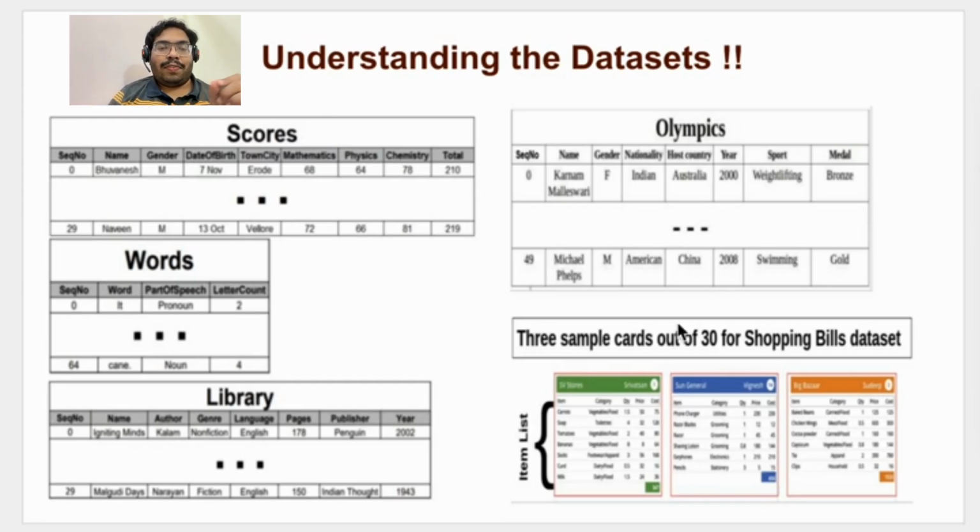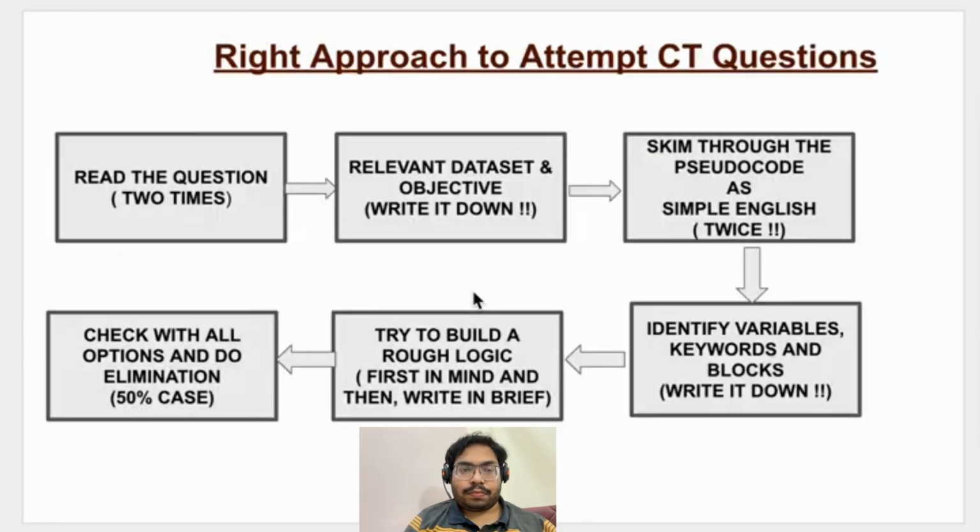And in the course you will find different data sets presented in a very nice way. You will find the scores data set, words data set, library, Olympics, and different kinds of data sets. And these will also be given in the quizzes and the end term. It is just for reference, you will not need the actual data, you will just need to know what the different columns, rows, and attributes are, like that only. So you just need to understand the structure of the data set.